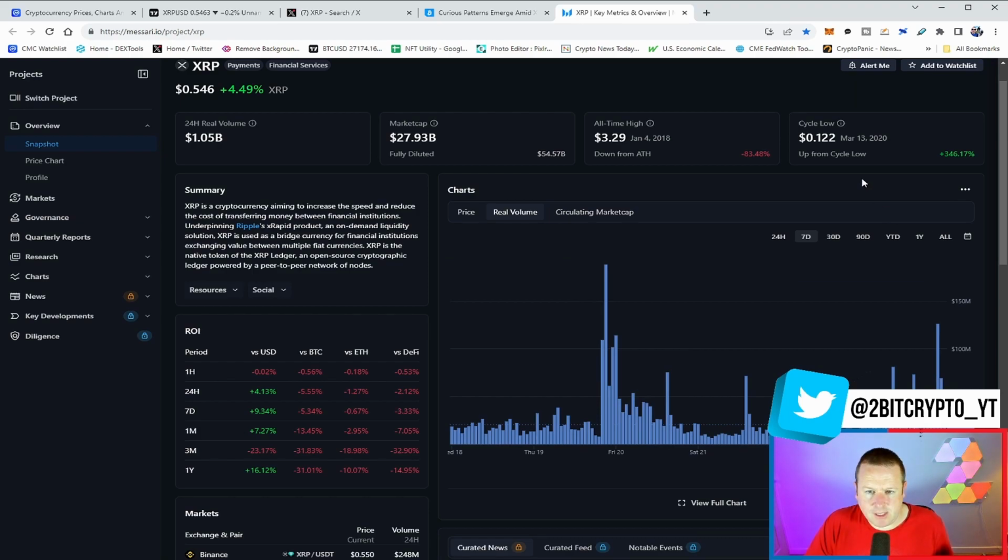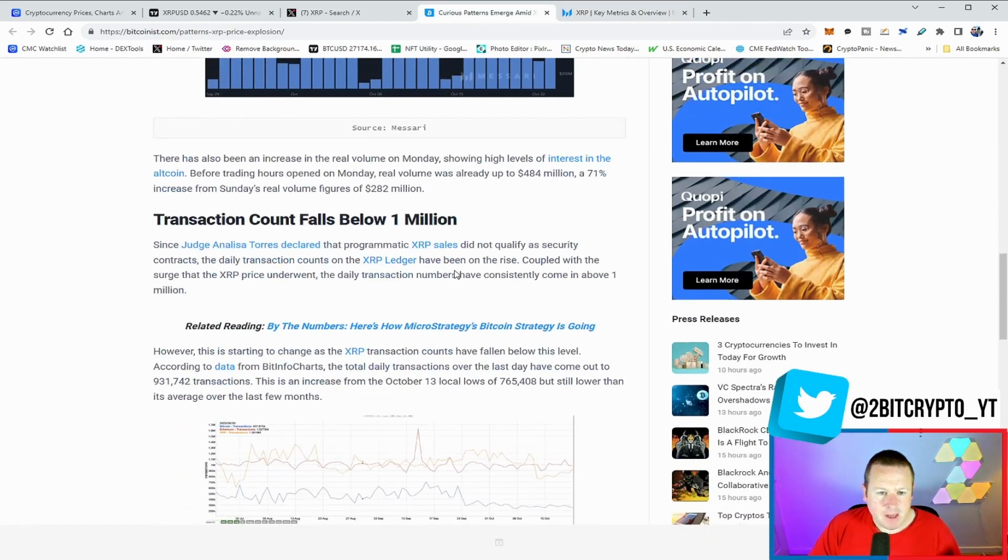What is also interesting is our all-time high versus our cycle low. Back in 2020, we're at 346% up on that. 3.29 is the current all-time high. 2018 was when that came in, but you can see the volume there, 1.05 billion. So there's significant volume starting to run through XRP. And equally, we have this.